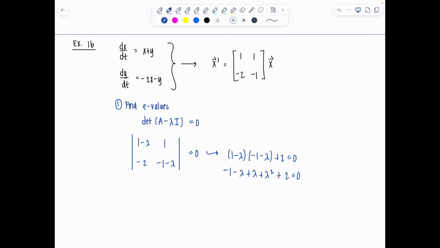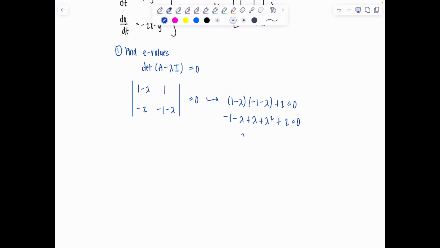Good? Okay, so then this cleans up. What are we left with? So lambda equals plus or minus i. So those are our eigenvalues, okay?